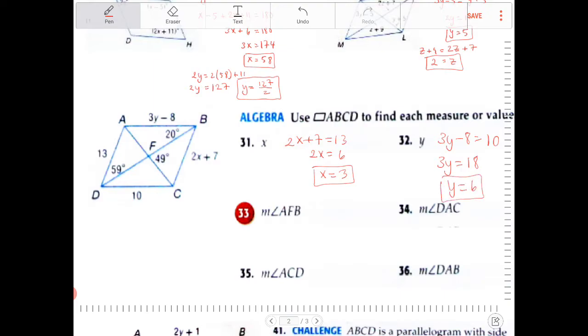We're solving angle AFB. So AFB will be supplementary to angle BFC because they're a linear pair. So AFB plus 49 is equal to 180. So therefore AFB will equal 131.